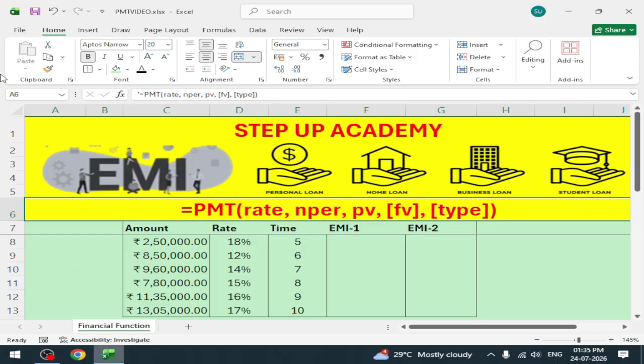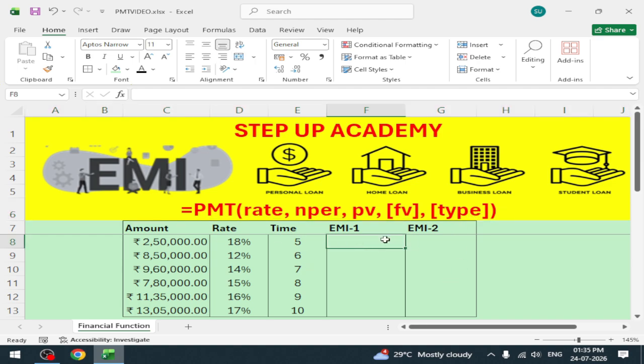What exactly does PMT ask for? Firstly, it defines the rate of interest, then the number of terms, that means the time duration, PV, that stands for present value, which you gained or financed by the owner, FV, the future value, which is almost zero, and the type, which is 0 or 1. So let me demonstrate how the PMT function works.